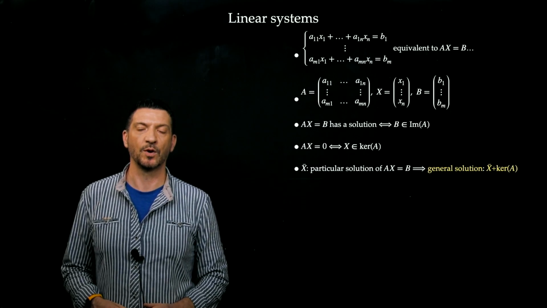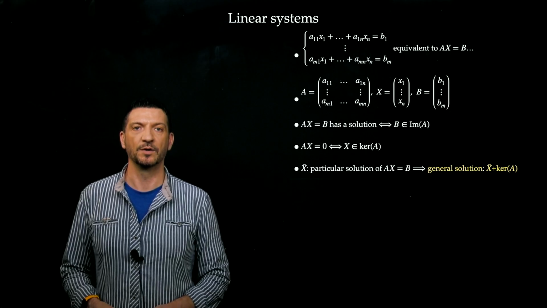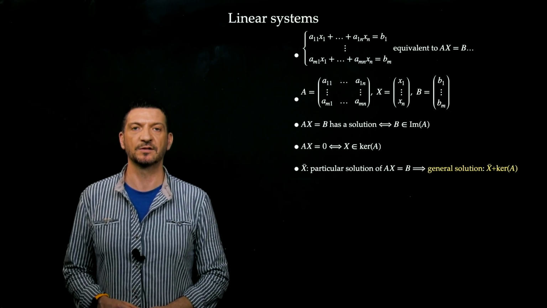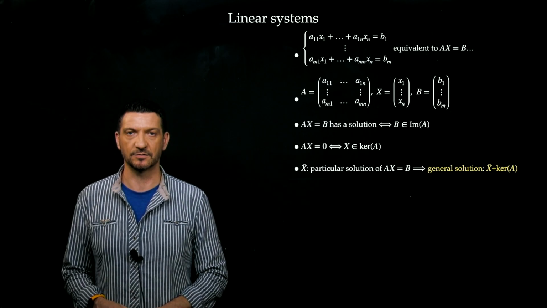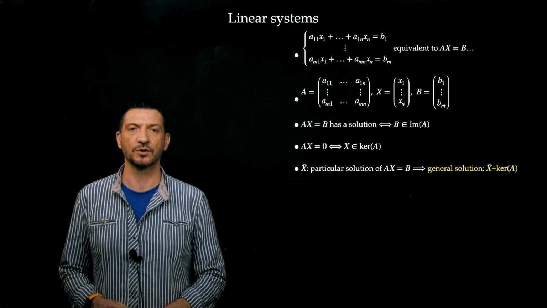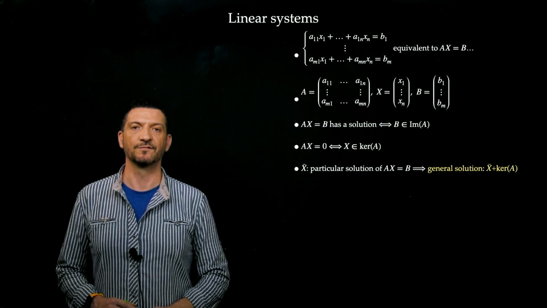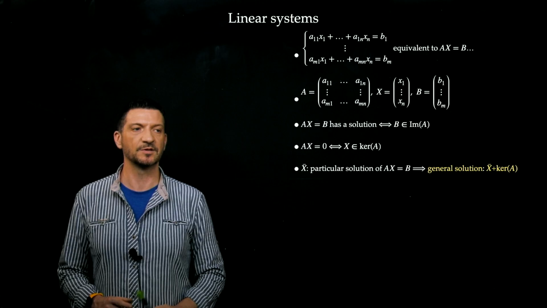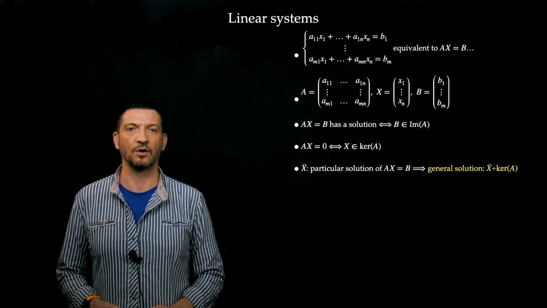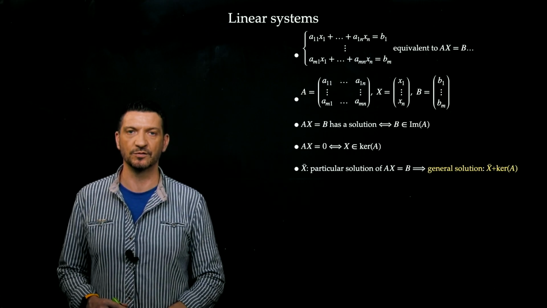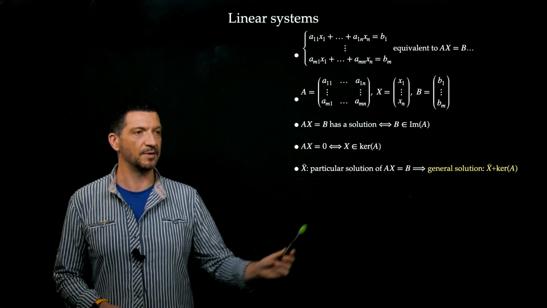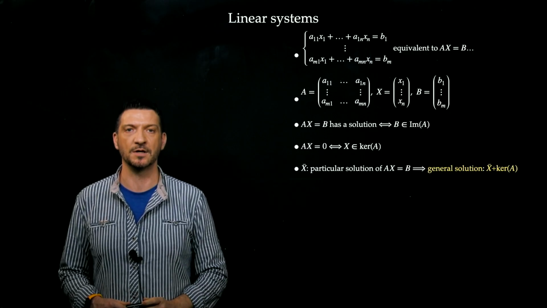We have also seen that when we write the system in matrix form, we can also consider the so-called associated homogeneous system, which is written as AX equals the null vector. In this case, of course, X is a solution if and only if it belongs to the kernel of A. The importance of considering the associated homogeneous system is put in light by this result, which says that if we have a particular solution of the original system AX equals B, then in order to construct all the other solutions, we just have to sum this particular solution to the kernel of A.